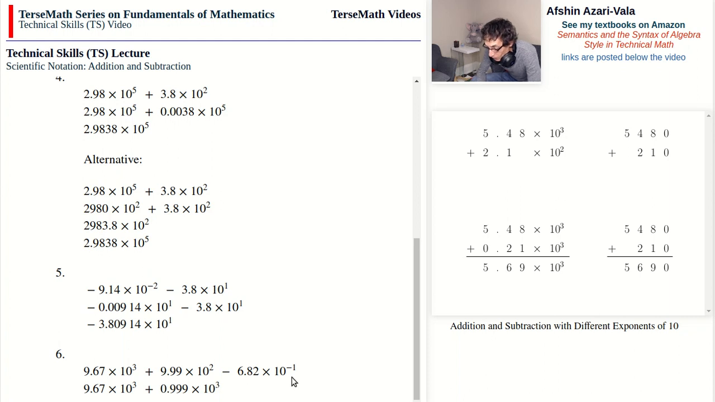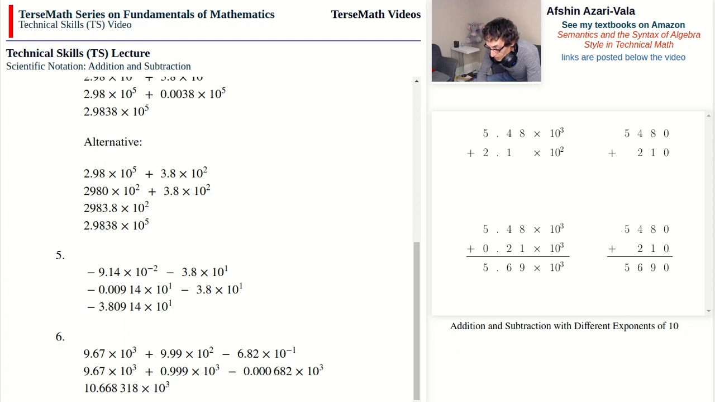Negative 1 has to go up by 4 to get to 3. Decimal point moves back over 4 digits. And we get minus 0.000682 times 10 to the power of 3. Now we do the addition subtraction chain: 9.67 plus 0.999 minus 0.000682, and that gives us 10.668318 times 10 to the power of 3.